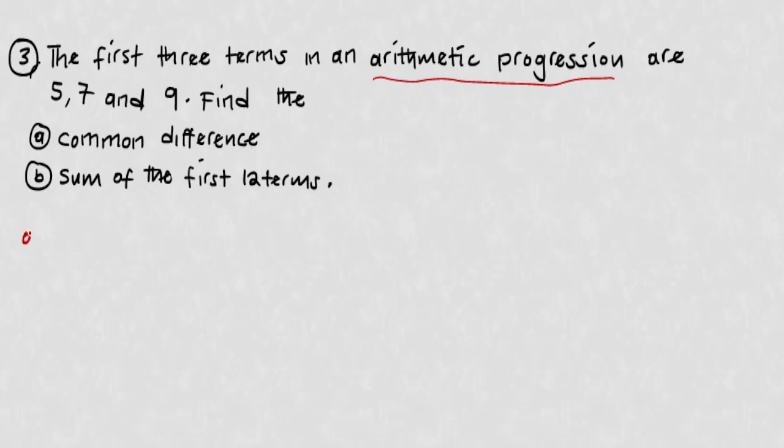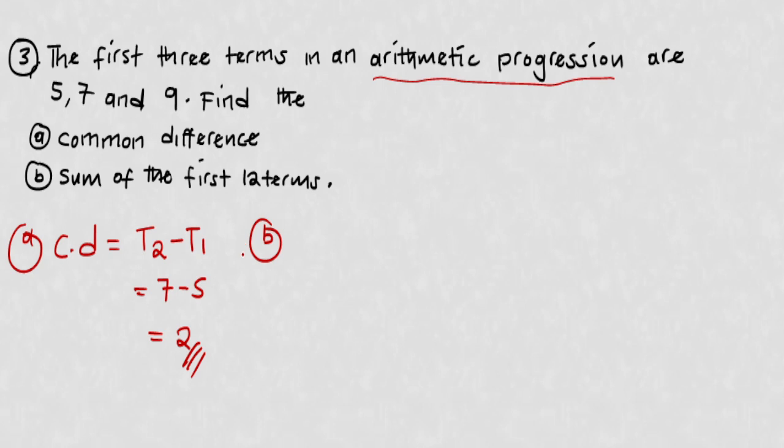So how do you find the common difference? CD, common difference, is equal to term number 2 subtract term number 1. Our term number 2 there is 7, term number 1 is 5. 7 minus 5 is what? Is 2. So therefore our common difference is 2. Part B, sum of the first 12 terms.